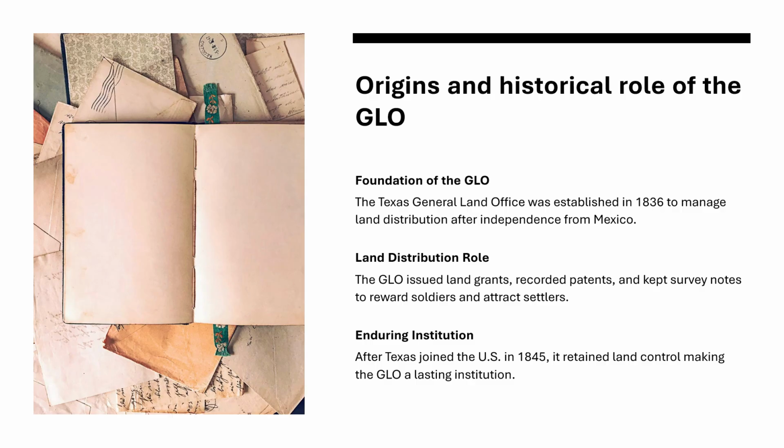To manage this process, the Republic created the General Land Office to issue grants, record patents, and keep survey field notes. When Texas joined the United States in 1845, it retained control of its public lands, unlike most other states. That decision made the GLO an enduring institution, continuing its role in managing lands and maintaining survey records.